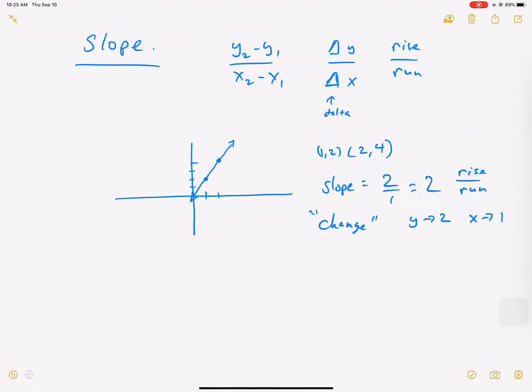But we can also refer to this as the average rate of change. Now, for a straight line, the average rate of change is actually the same as the slope of the line, because this is a straight line. And straight lines grow at a constant rate, a constant change.